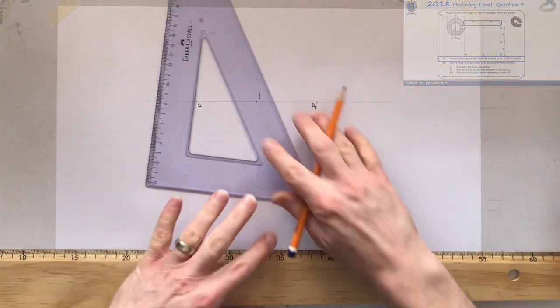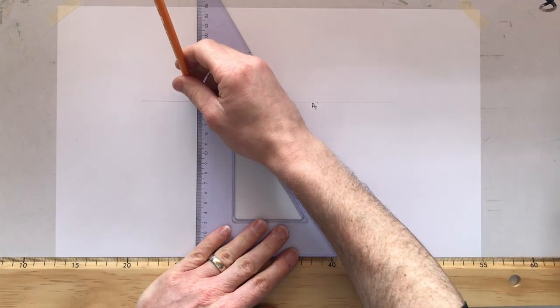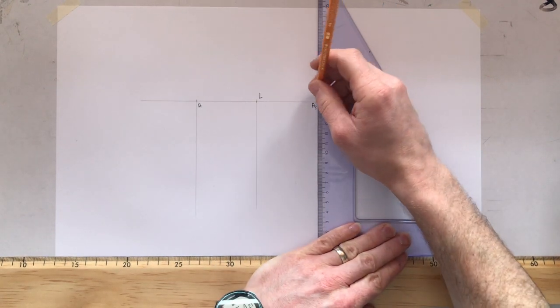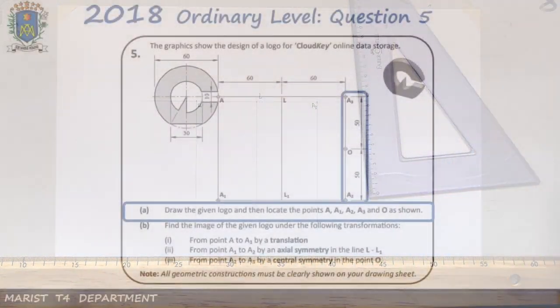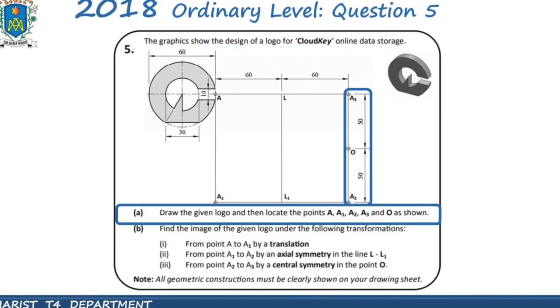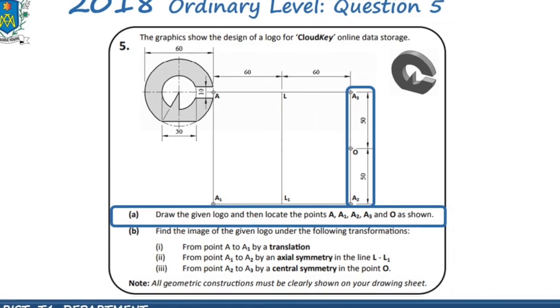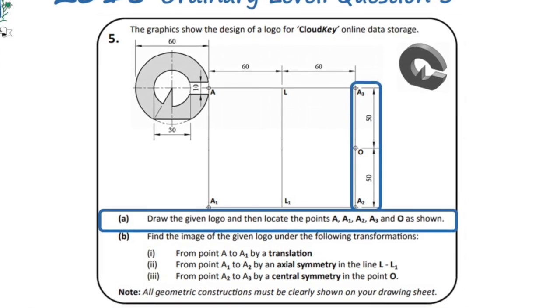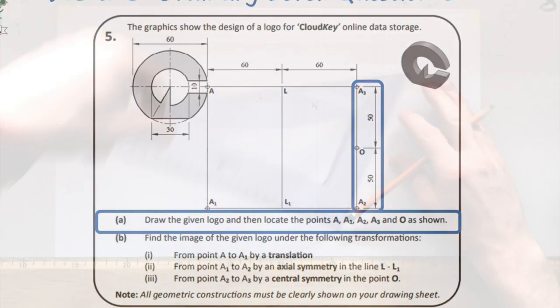When I have those, I have to draw vertical lines down from each one of those to find the next set of points. If we look closely at the question on the right hand side, we can see two other measurements, a 50 and a 50, and that gives us where my A2 is and also my point O. So I'm going to mark those down.